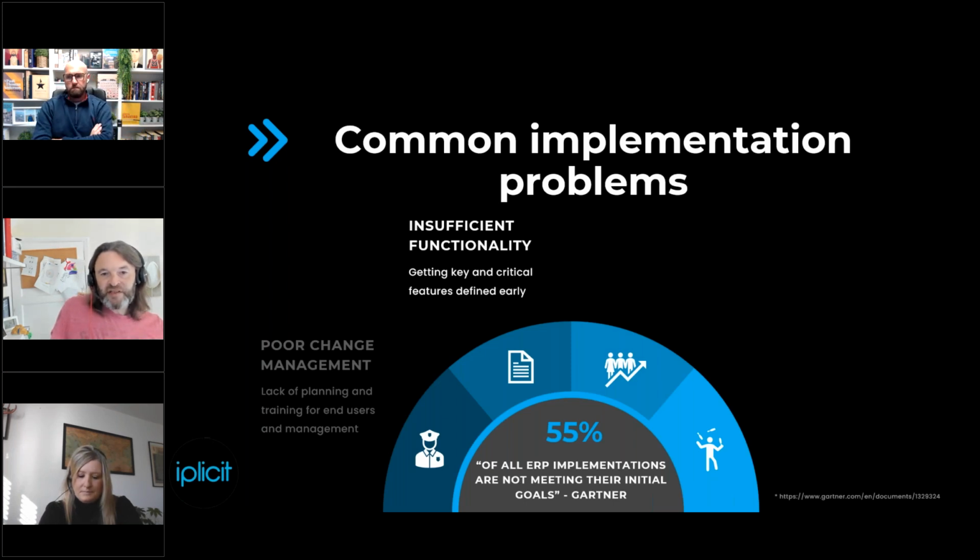Second is insufficient functionality, getting the key and critical features defined early on. That's again another common problem, not defining all of the things that you'll need from the system that you are implementing, to make sure you've got those features, the key things that the new system will need to do. Getting those documented and defined early on in a project is really key and critical to the success of that project.